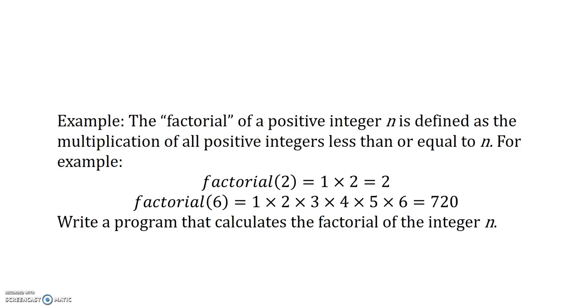So here's an example question that we'll work through together. The factorial of a positive integer n is defined as the multiplication of all positive integers less than or equal to n. For example, the factorial of 2 is 1 times 2, which is 2. The factorial of 6 is 1 times 2 times 3 times 4 times 5 times 6, which is equal to 720. Write a program that calculates the factorial of the integer n.